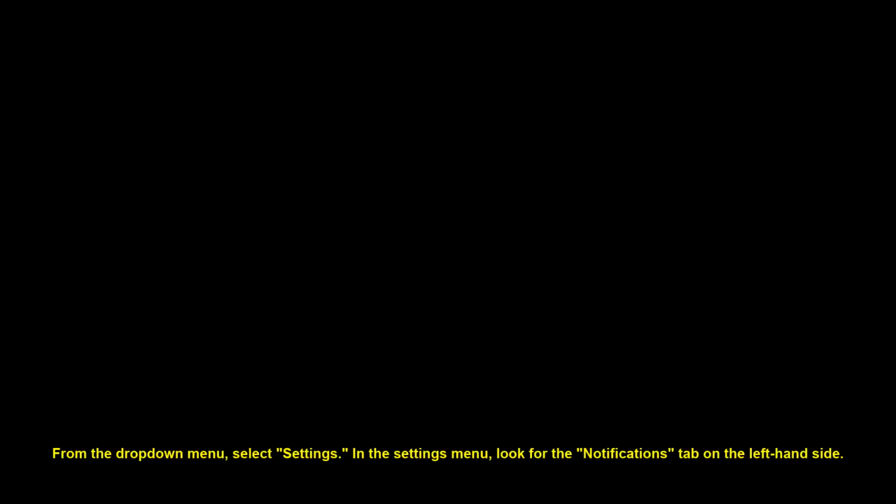Click on your profile picture to reveal a drop-down menu. From the drop-down menu, select Settings. In the Settings menu, look for the Notifications tab on the left-hand side. Click on the Notifications tab to access your notification settings.